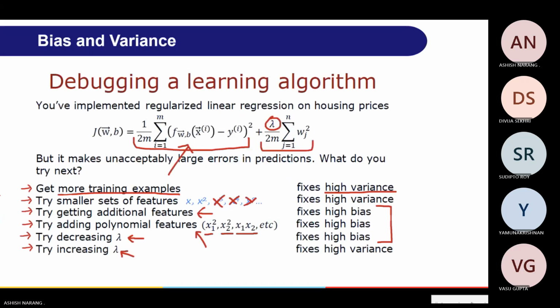Now, debugging a learning algorithm. You have implemented a regularized linear regression on housing prices like this, but it makes unacceptably large errors in predictions. What do you try next? Large errors in predictions. Predictions means on the test data.